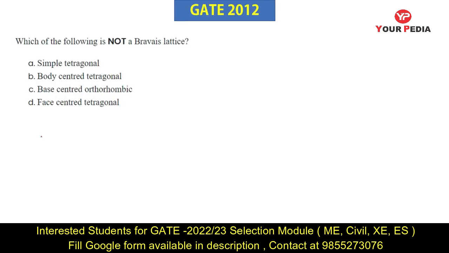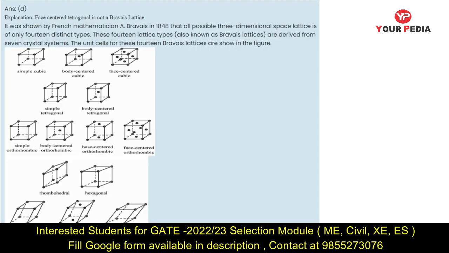So here you can see the first question is, which of the following is not a Bravais lattice? We basically have 14 Bravais lattices. The list of that is there, I will provide you that list also. And out of this list, which of the following is not a Bravais lattice? Face center tetragonal is not a Bravais lattice.